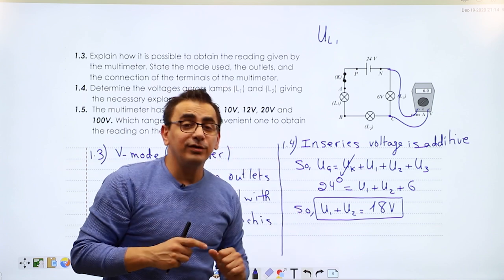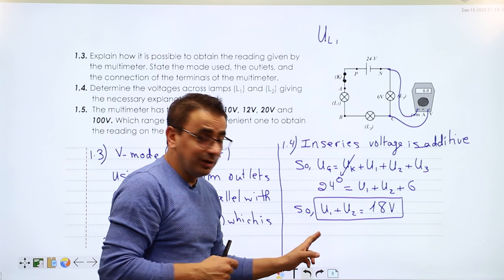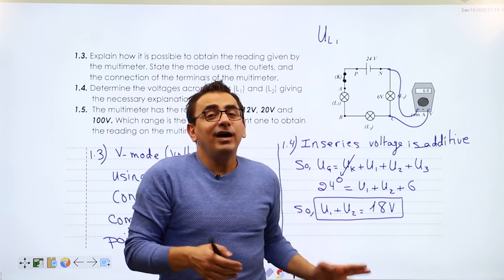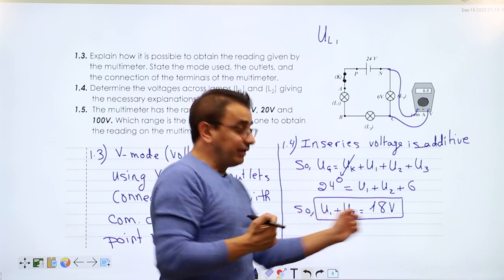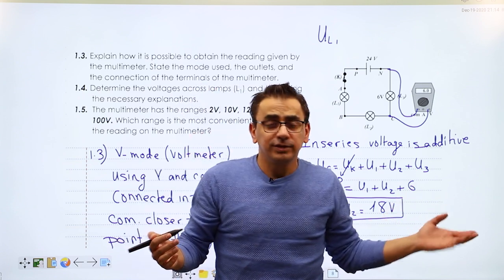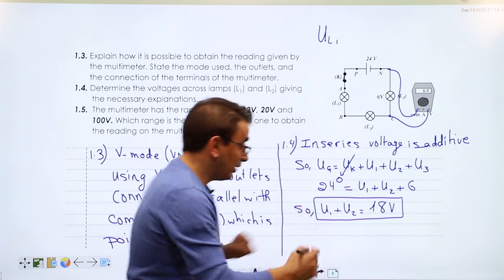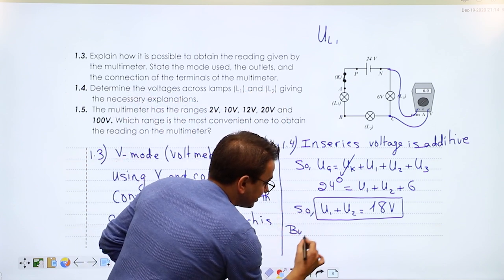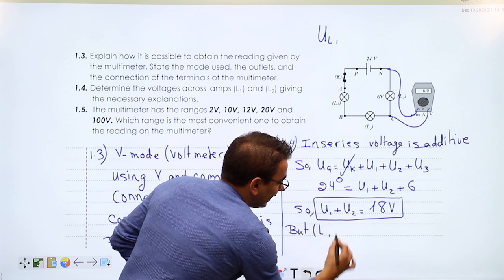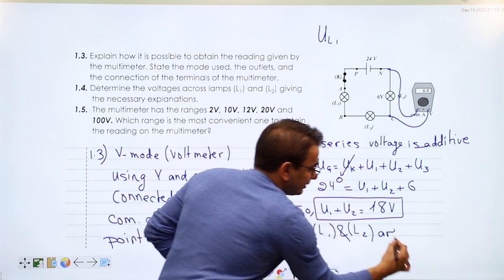Am I given any further details concerning them? Because, you know, under this condition, each voltage can be any value which gives 18. 8 and 10, 9 and 9, 3 and 15, 5 and 13, I don't know. It can be any combination which gives 18 volts. But what are we given other than this? But lamps L1 and L2 are identical as given, right?